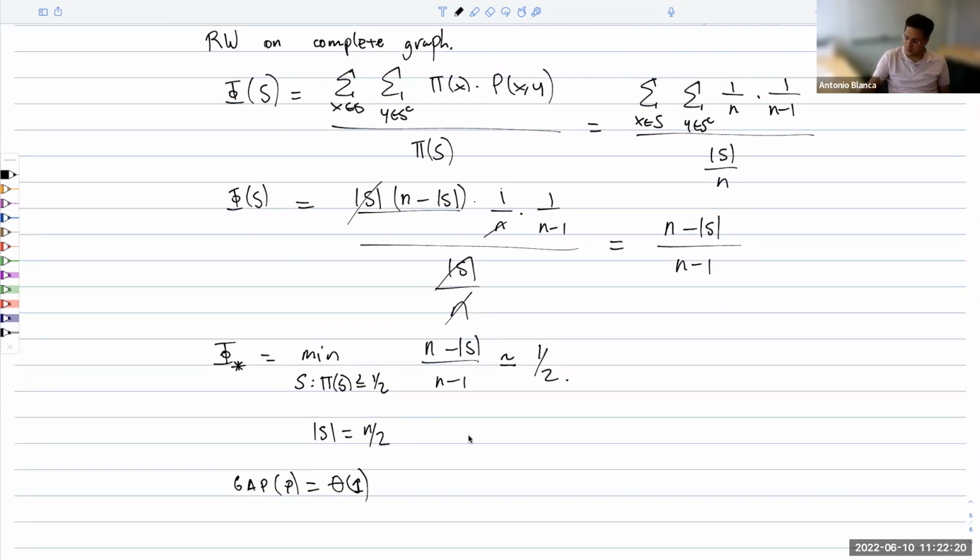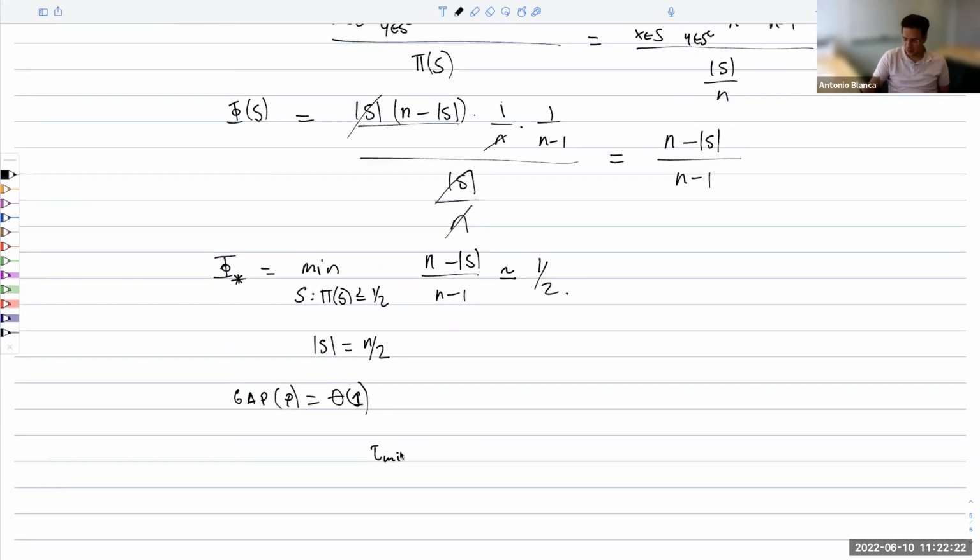Which means then that the mixing time is going to be lower bounded by some constant and upper bounded by the inverse of the gap, which is some constant times the log of 1 over pi min. But here is the uniform distribution, so pi min is 1 over n. So this is just log n. So in this case, we can use conductance to get both upper and lower bounds on the mixing time.